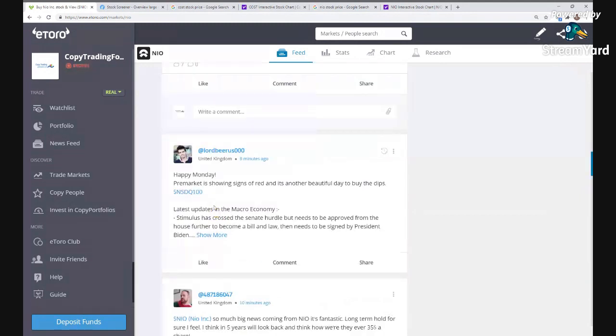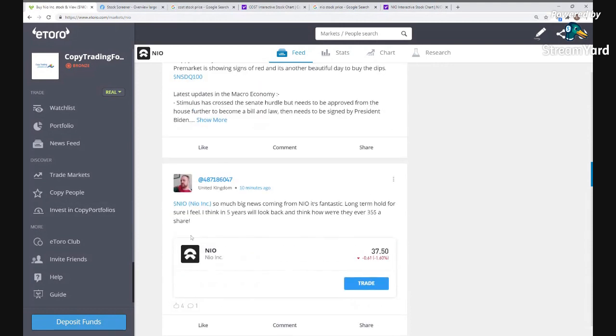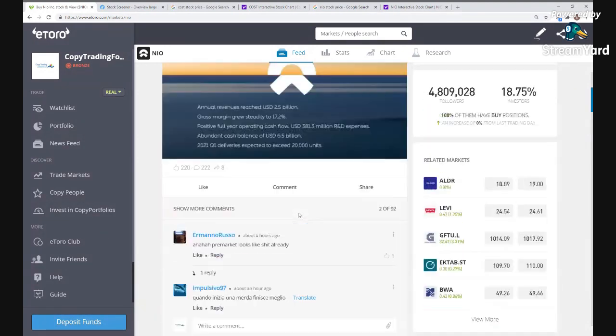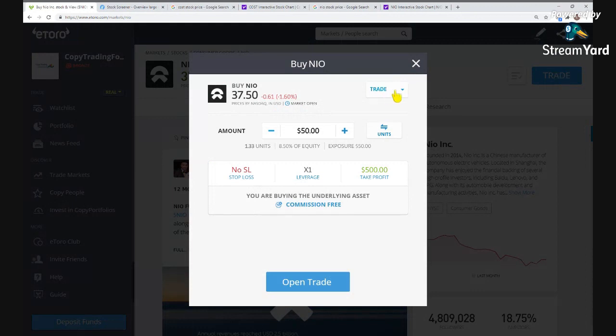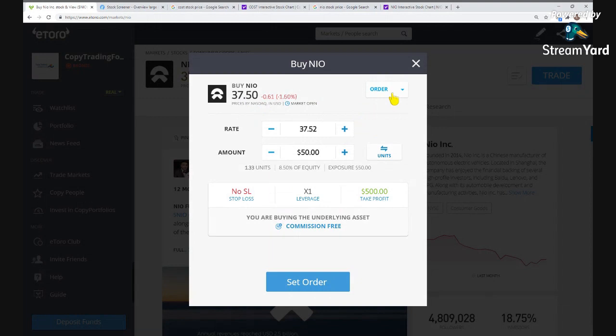When the market is down, this is the time to buy and invest for the long term. Okay. Pre-market is showing signs of red. Buy the dip. People are buying the dip. Okay. But let's see here. If we click on trade, up here at the top you have a button, Trade, where you can buy the stock at that price live, but you can also set an order. Okay. An order means that you can set a price that you would like to buy the stock at. Okay.